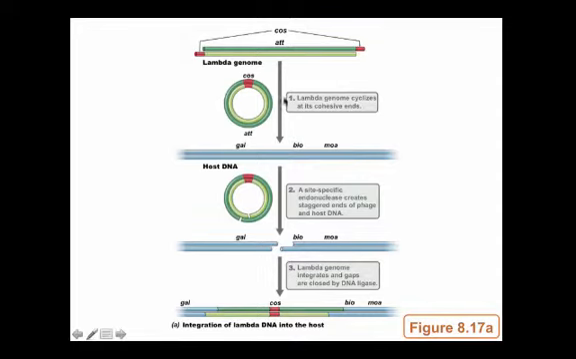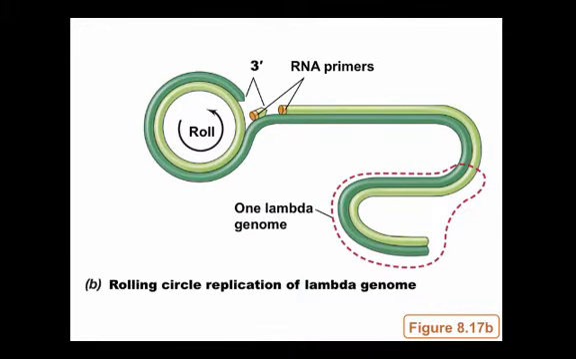I did mention that we have a circular genome here. Why are circular genomes important? Well, it turns out circular genomes are really important for making more of the genomes. Lambda, when it replicates, undergoes a process called rolling circle replication, which is really unique to viruses. You don't see this happening in cellular replication. But this has to do with the fact that all DNA polymerases go from 5 prime to 3 prime. They never go in the opposite direction.